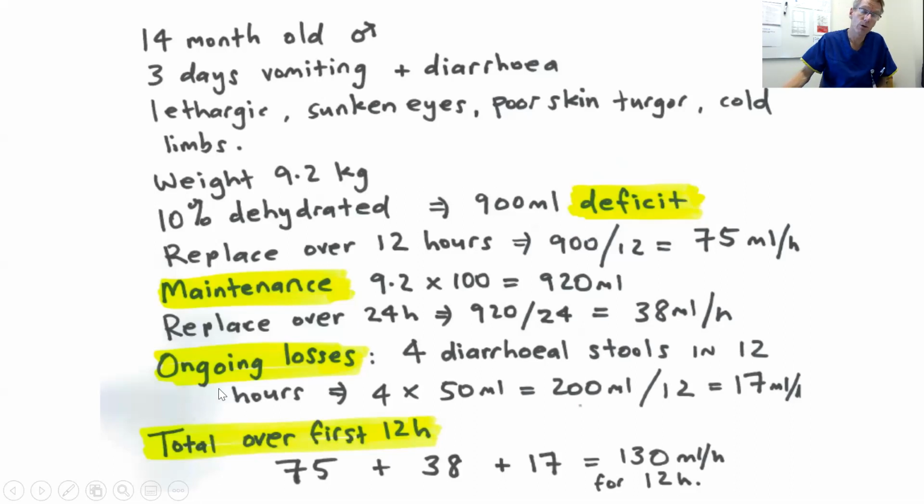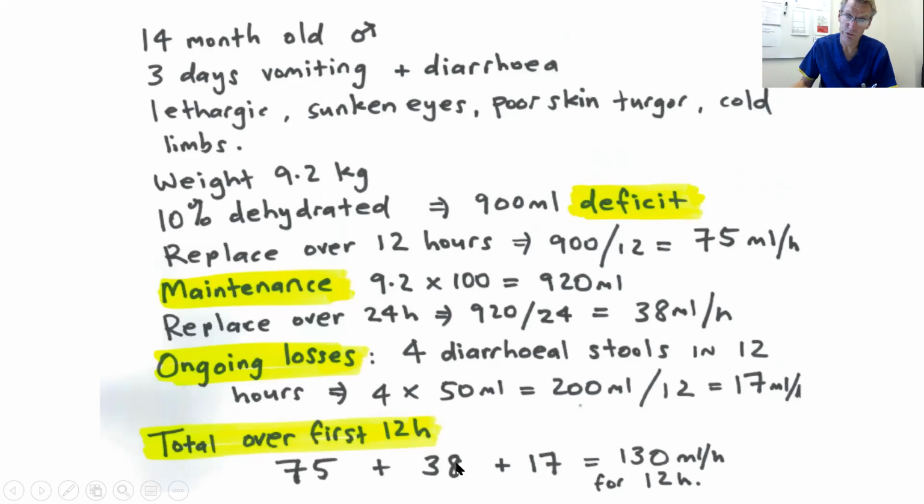And then you might say, well, we need to add something for ongoing losses. So this boy had 4 diarrheal stools in the last 12 hours. So that's 4 times 50 because he's under 2 years of age. So roughly an extra 200 mils. So 4 5s are 20, 200 mils. And you divide that by 12. So that's an extra 17 mils an hour. So it's a reasonable amount of volume, isn't it? If you missed those ongoing losses, then the child could get further dehydrated.